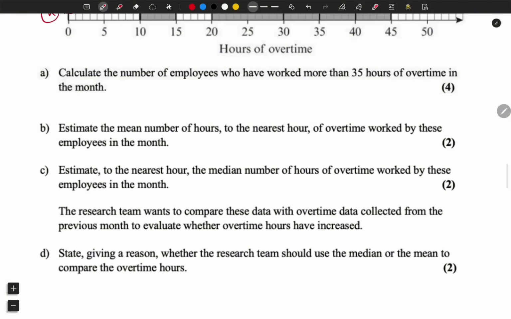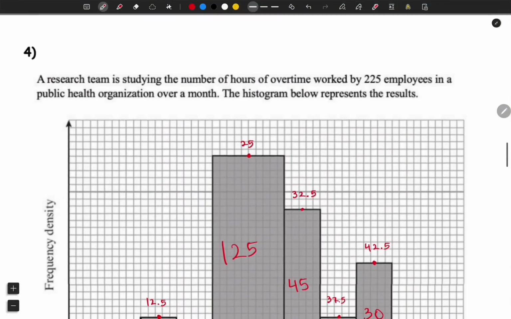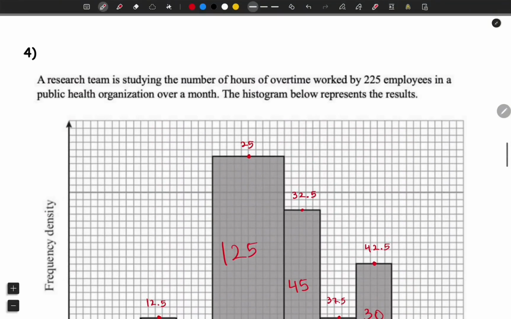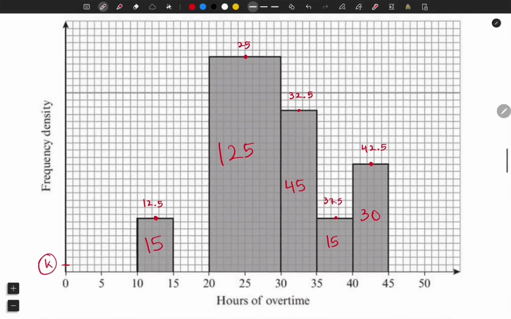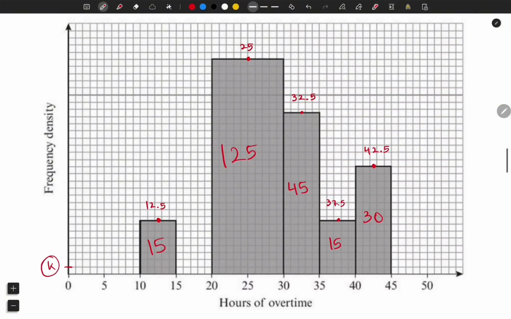Now moving on to the next question, we need to estimate to the nearest hour the median number of hours of overtime worked by these employees in the month. So we need to find out the median position. So there are a total of 225 employees. We need to divide it by 2. We get 112.5 employees. It's around 113, but you can take the exact value when you're using linear interpolation. In this case, we need to use linear interpolation. So 112.5 actually lies in this class.